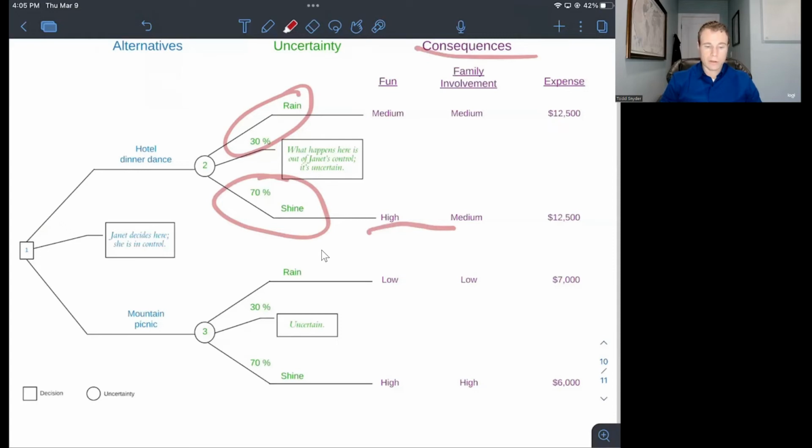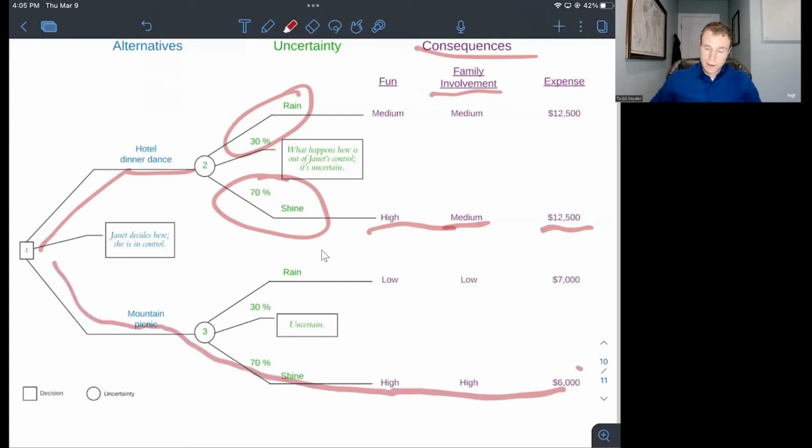Well, okay, under that circumstance where I chose the hotel and it was sunny outside, we're still going to have fun. Family involvement is going to be medium, and the expense is going to be pretty high. If it was sunny outside and she had gone the mountain picnic route, then she could have spent a lot less money, had higher family involvement, and high fun. So same amount of fun for half the price, right?